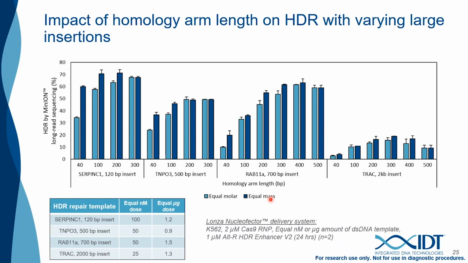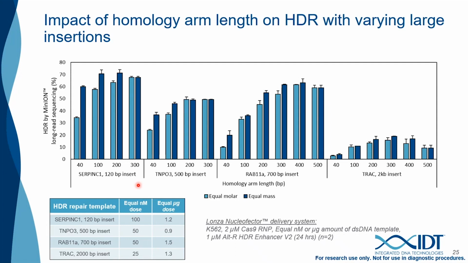And so we decided to test this because in our experiences, we generally find that cell lines will be limited on the total mass of donor that you can deliver before you're impacting your cell viability through the innate sensing of double-stranded DNA. And so the exact amount will vary by cell lines, but we typically try to deliver as much material as possible for higher HDR. And so the doses that we used are indicated here, generally around 1 microgram being the equal microgram dose, and the equal molar doses varying from 25 up to 100 nanomoles, depending on size.